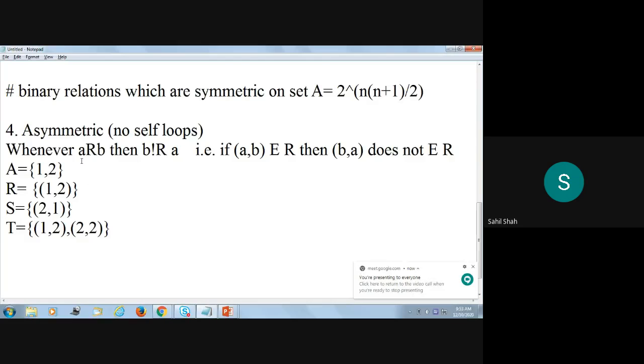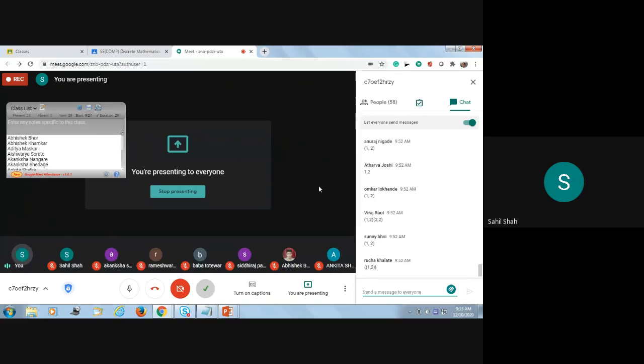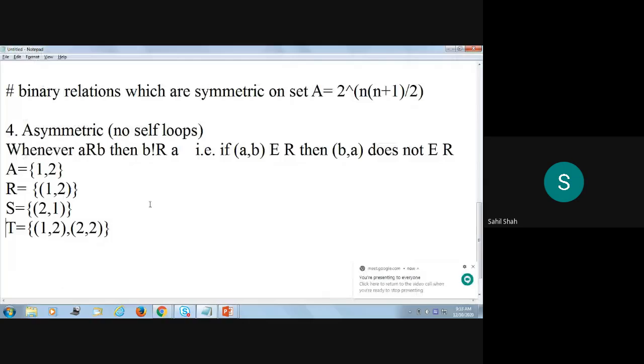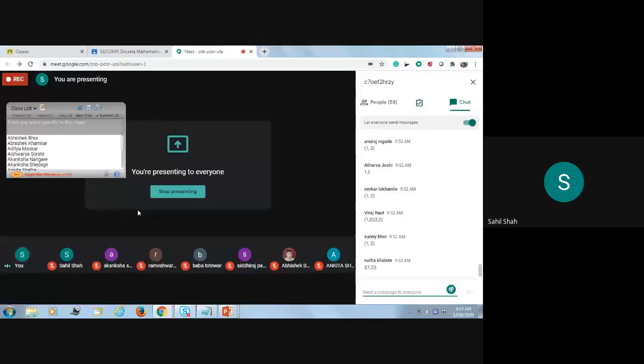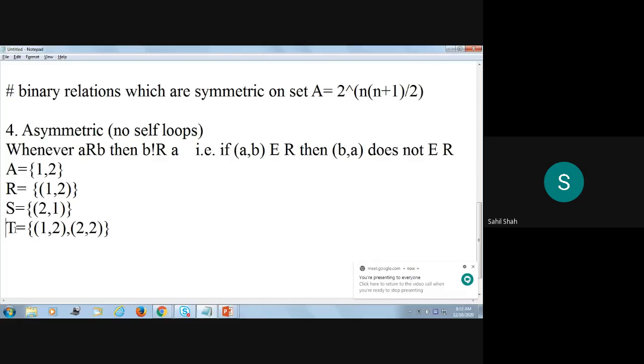What is the definition of asymmetry? Whenever A is in relationship with B, there should not be any B in relationship with A. You must not have self loops as well. Self loops are strictly avoided. So how you are going to have 2 comma 2? I am asking about what type of relation T is.